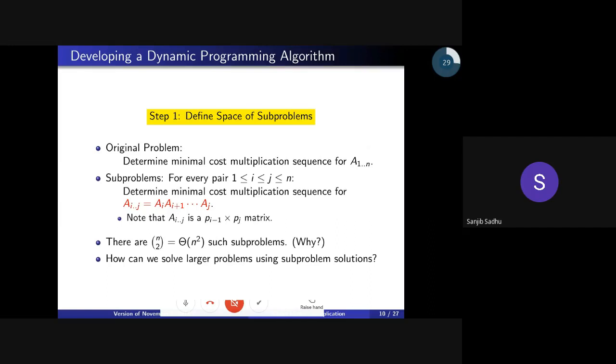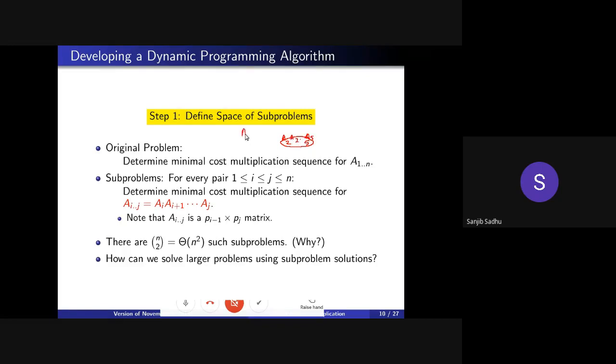Now, how many subproblems are there? N choose 2, obviously: i and j can be selected, meaning two. I need to select two indices i and j. So N choose 2, and n squared such subproblems are there. Okay. Now here you will see, if you try to compute everything, say a2 to a5, you are computing.